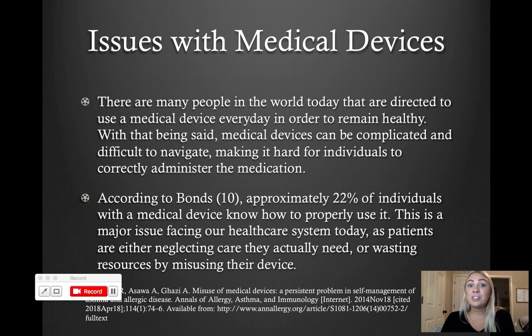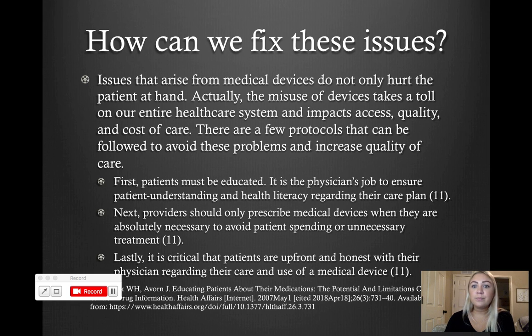This is a major issue facing our healthcare system today, as patients are basically neglecting care they actually need. If they are not using it properly, or not using it as much as they're supposed to, they could also be wasting resources by misusing it, by using it too often, or just not using it the correct way. So, how can we fix this?